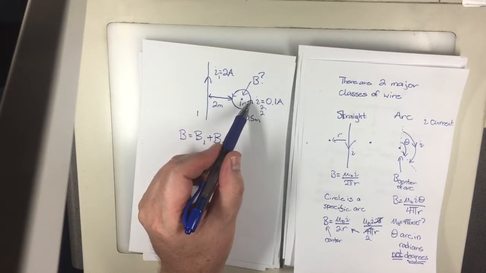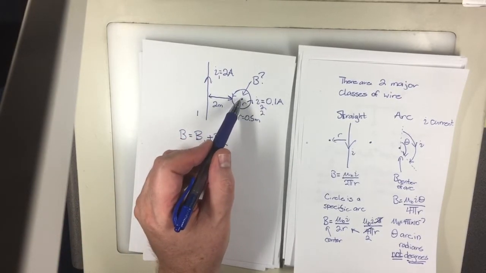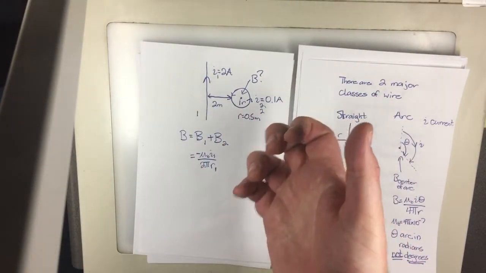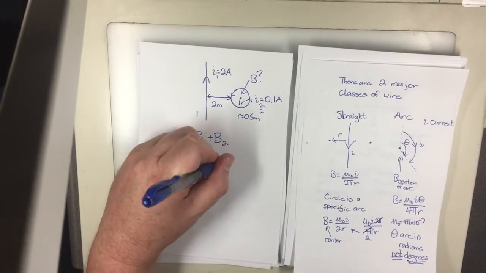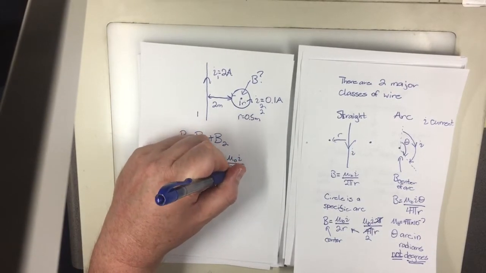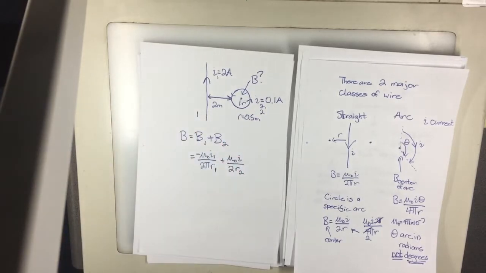B2: this point is to the left of an upwards current or to the right of a downwards current. So that is positive. So this is positive mu naught I over 2R2. And it's a circle, so there is no pi. I mean, granted, that is depressing to live in a world with no such thing as pi. Sad. You add them together.